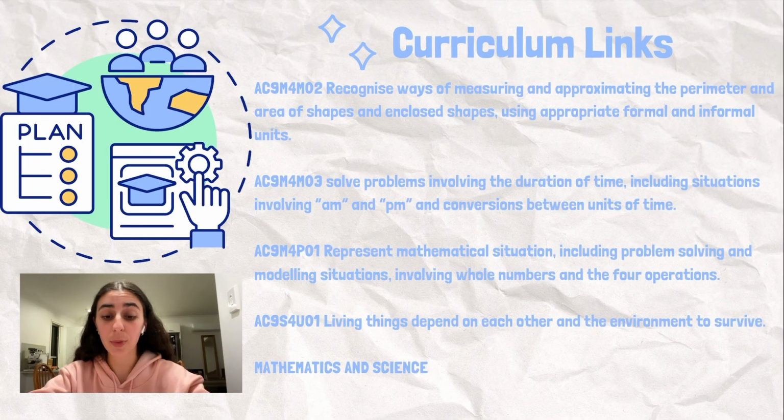The content descriptor for this is AC9S4U01. Living things depend on each other and the environment to survive. This ensures students also think about the needs of the animals, their habitats, and their survival, making the mathematics more authentic and integrated. By linking mathematics and science, students see how abstract concepts like perimeter, area, and time have real-world applications in designing spaces and timetables that keep animals healthy and visitors engaged.